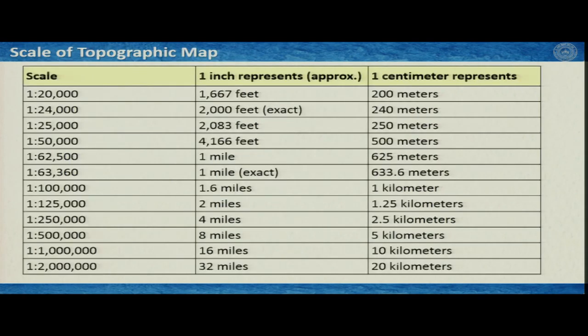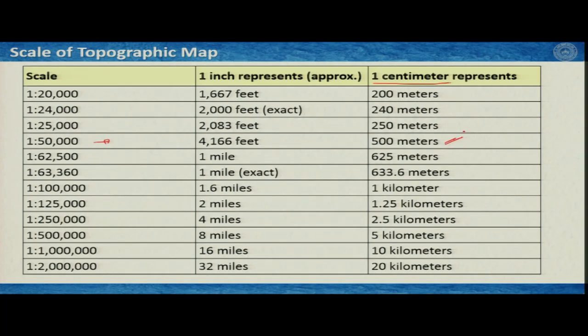Topographic maps generally come with different scales, and the scales are generally given in this form. Say you have a topographic map of 1 to 50,000. What does it mean? It means that 500 meters is equal to 1 centimeter. So if I tell you that I have a map of 1 to 50,000, that means if I measure 1 centimeter on the map with my scale or ruler, that distance represents 500 meters in the actual area.